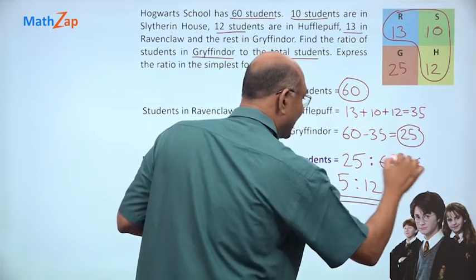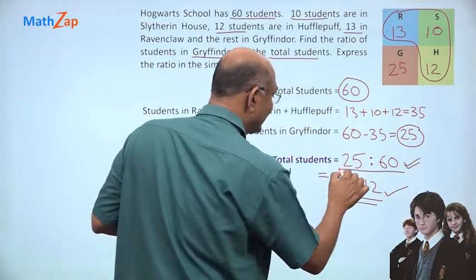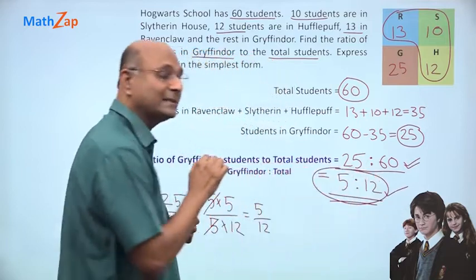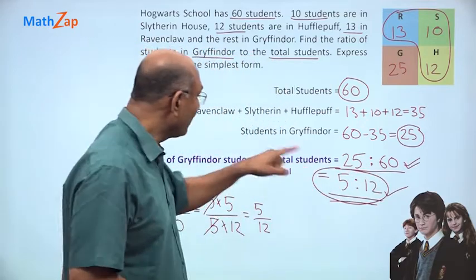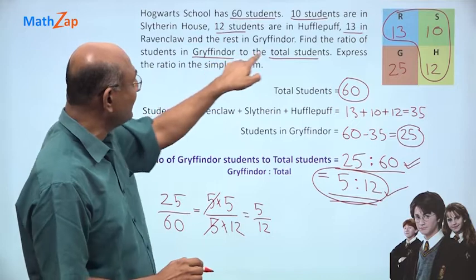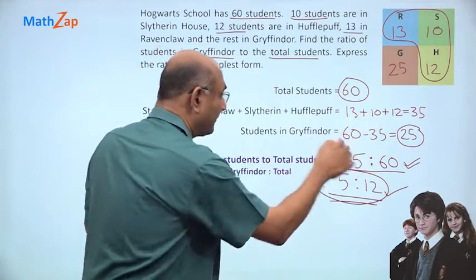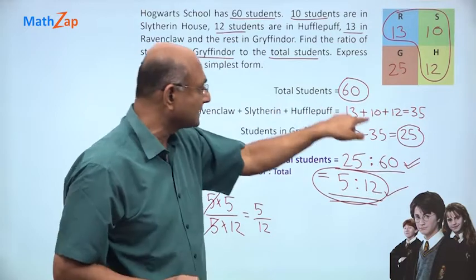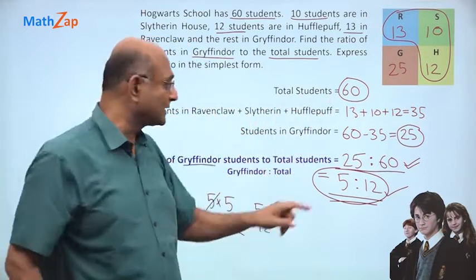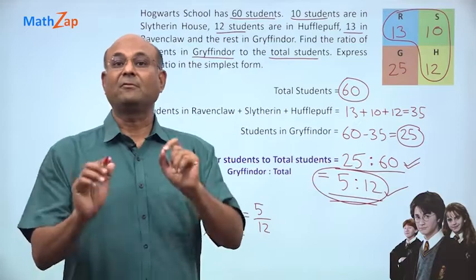But first we start by writing this. Okay, then we simplify and write it as 5 is to 12. Always read the question. The question said Gryffindor to total. So that's why we took Gryffindor number, which is 25, to total, which is 60. So 25 is to 60, and then it is simplified as 5 is to 12.